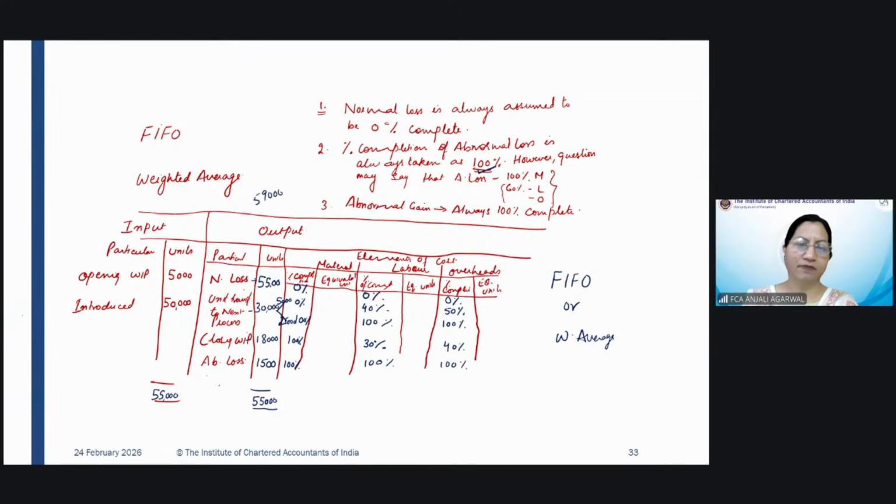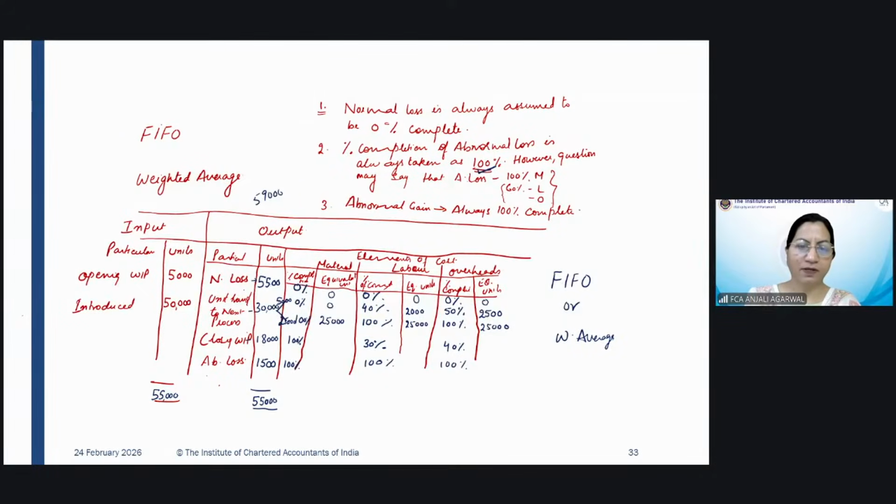Now it is very simple. 5,500 into 0%, 0. 5,000 units into 0%, 0. 5,000 into 40% is equivalent to as if you have worked on 2,000 units. 5,000 units, 50% complete is equivalent to as if you have worked on 2,500 units. 25,000 units, 100% complete as far as material is concerned, labor is concerned, and overheads are concerned. Complete 25,000.